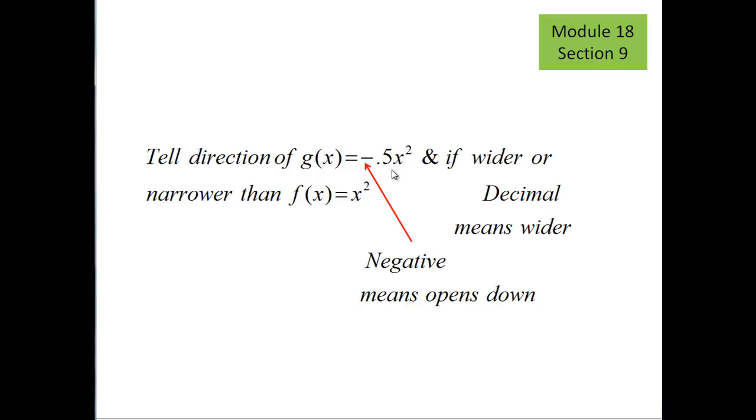Decimals make parabolas, which are U-shaped. X squared is a U-shape. Decimals make it wider. Whole numbers like 2, 3, 4 make it narrower. So the decimal makes it wider.